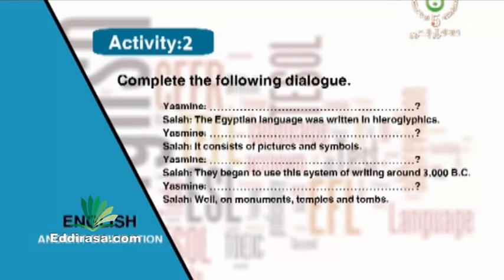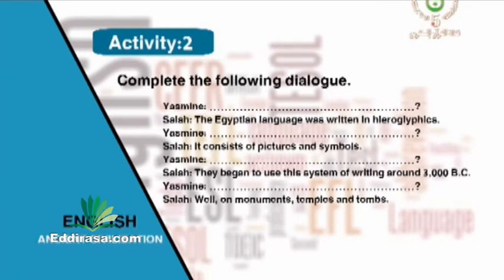The Egyptian language was written in hieroglyphics. It consists of pictures and symbols. They began to use this system of writing around 3000 BC, which is before Christ. Well, on monuments, temples, and tombs. Let's start now, sentence by sentence.